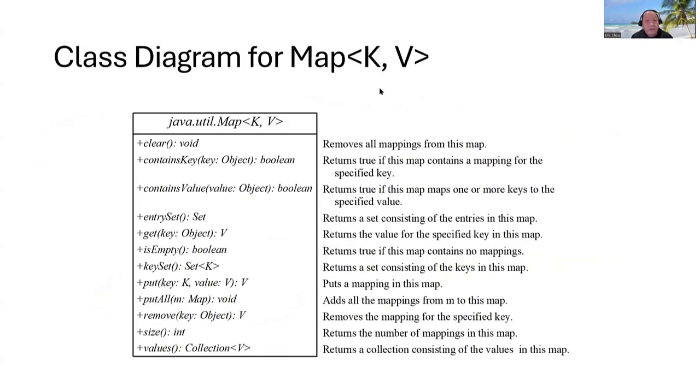Okay, so that's the map of key and value. The usage is the same as a Python dictionary, almost the same. They do have a clear function, contains key function, contains value function, is empty function, get function, key set, put function, put all function, remove function, size function, values function. Okay, these are simple functions. We don't waste time. Okay, let's go.